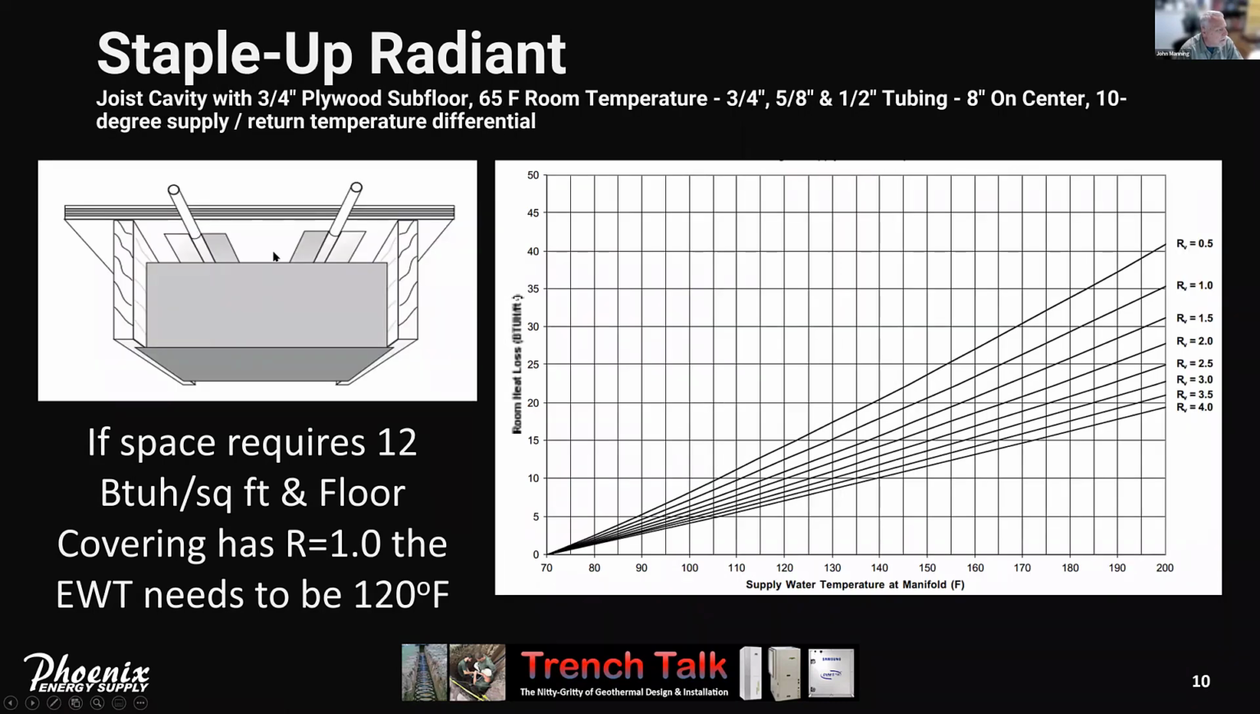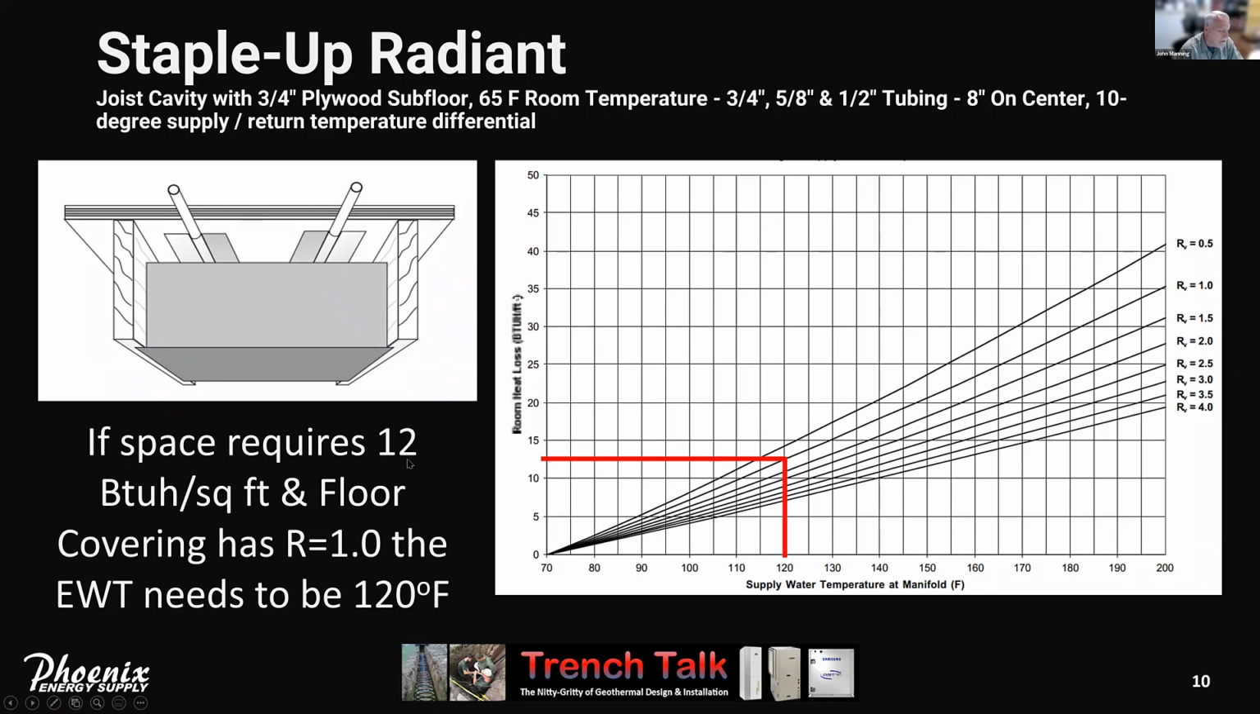And let's talk about another radiant system called staple up. Typical two pipes up and down a joist cavity, so nominally 8-inch on center. We've got heat distribution plates. We've got insulation underneath the tubing. And if we have that same 12 BTUs per square foot, and we go into a similar chart, we're going to need roughly 120 degree water to drive 12 BTUs per square foot up through that floor.